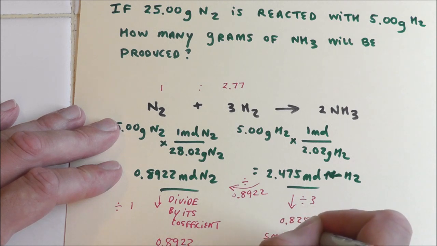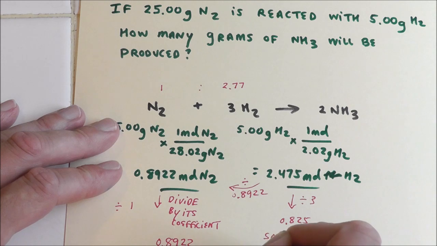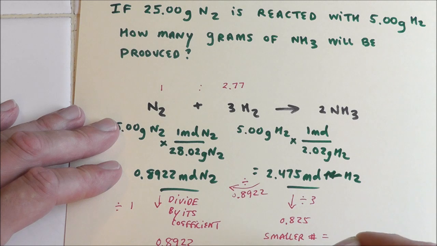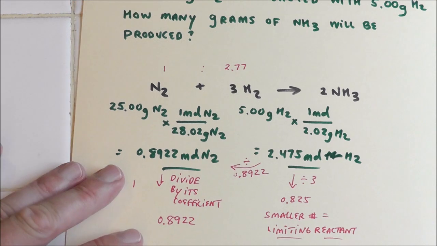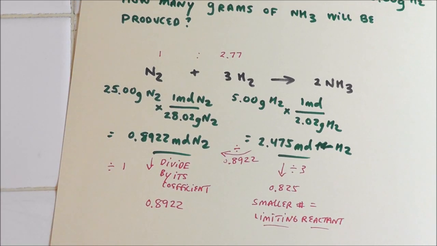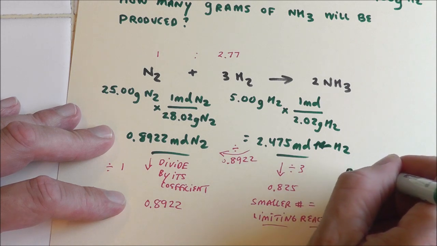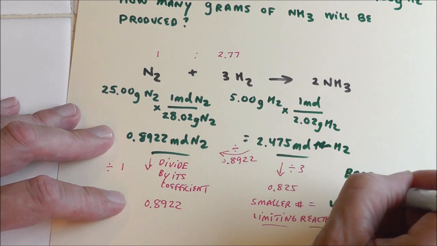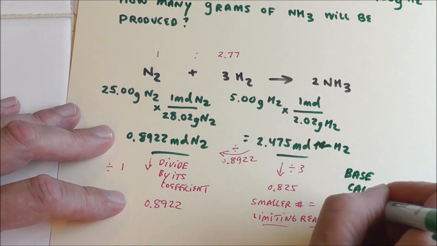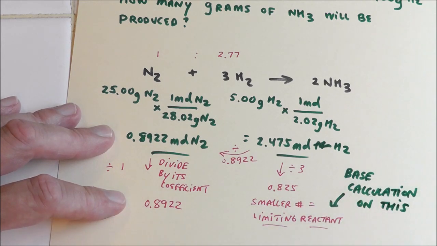Why do we care about that? Because we can't go anywhere until we know which one runs out first. And just like making hot dogs and buns, if you run out of one, that's going to limit how much stuff you can make. And so what you do is you always start, either way you look at it, hydrogen, H2, is the limiting reactant. So you're going to base your calculation on this. And you ignore the other one.